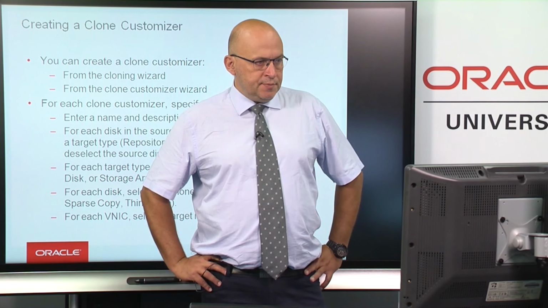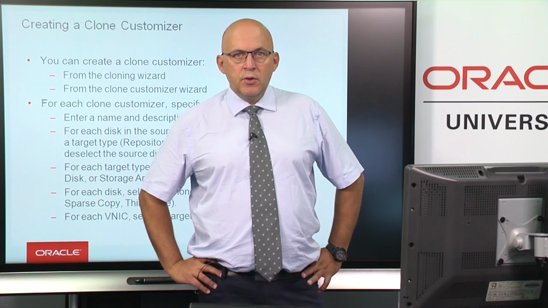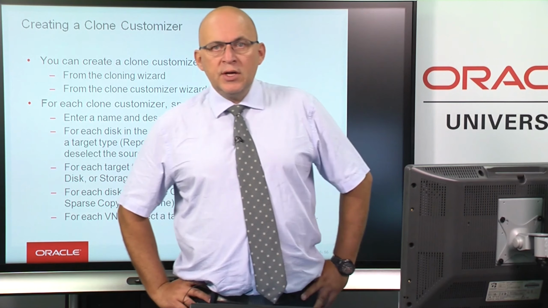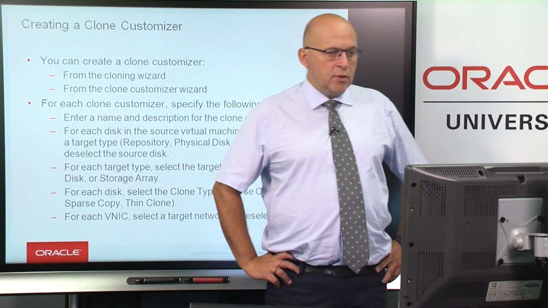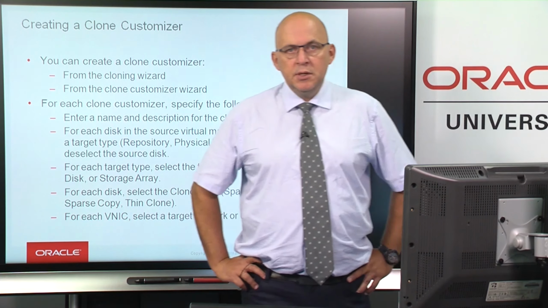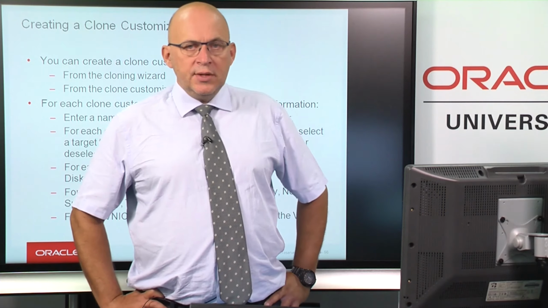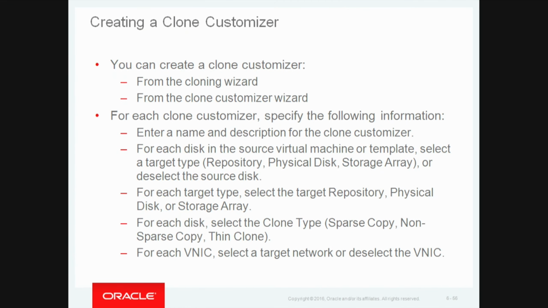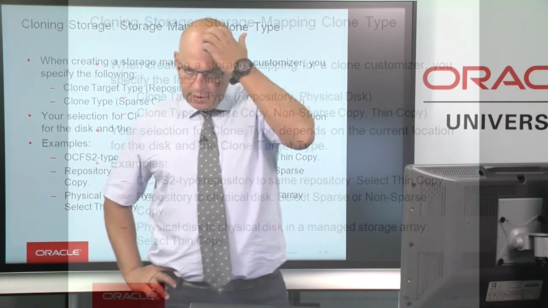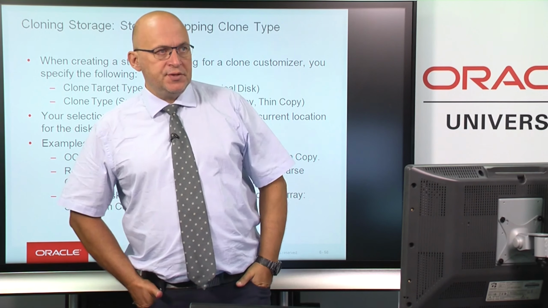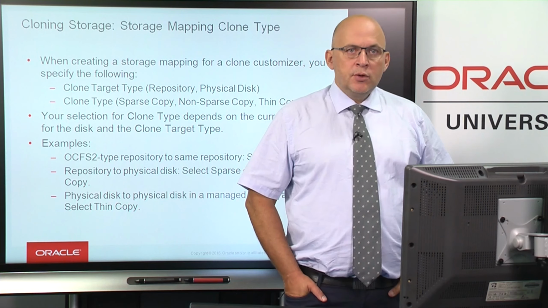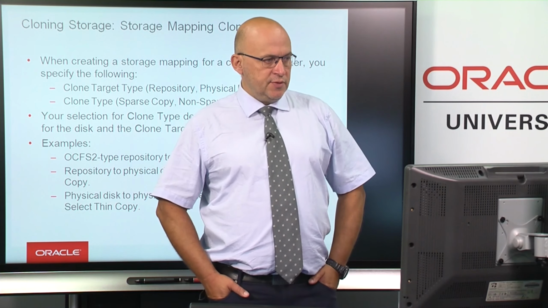The clone customizer can be created straight from the cloning wizard or from the clone customizer wizard, okay. You will use the clone customizer by just giving names and descriptions, okay, and for its disks you can create or remap them into different locations. For each VNIC, of course, you can create a new VNIC, create new target networks, or change the number of VNICs, because maybe the initial virtual machine had 4 network interfaces, and for this customization you need only 1 or only 2, according to your service requirements, okay.